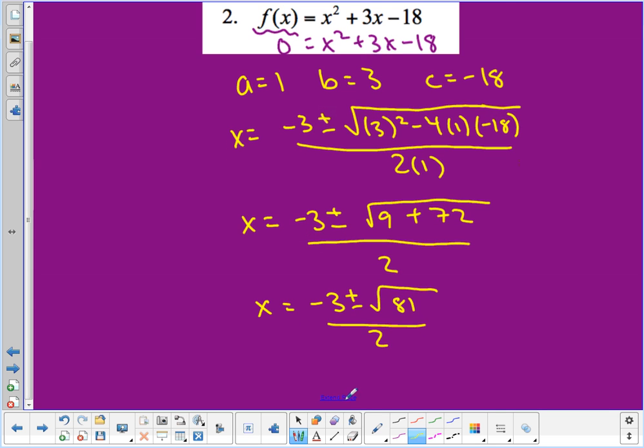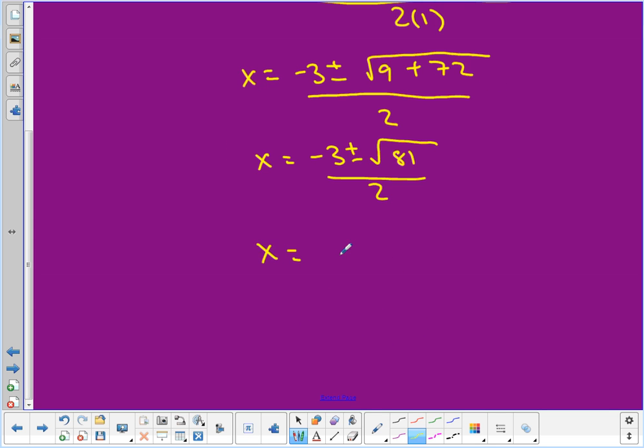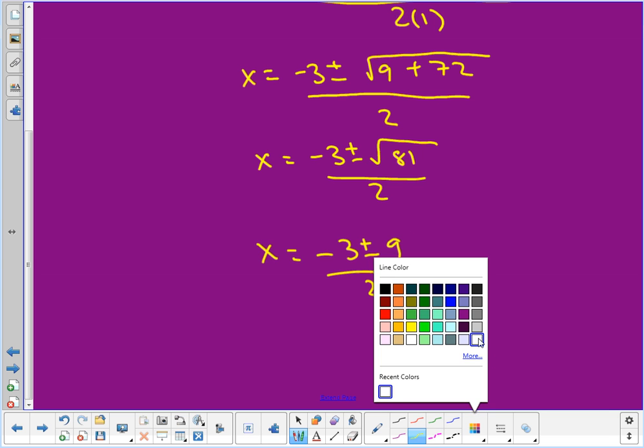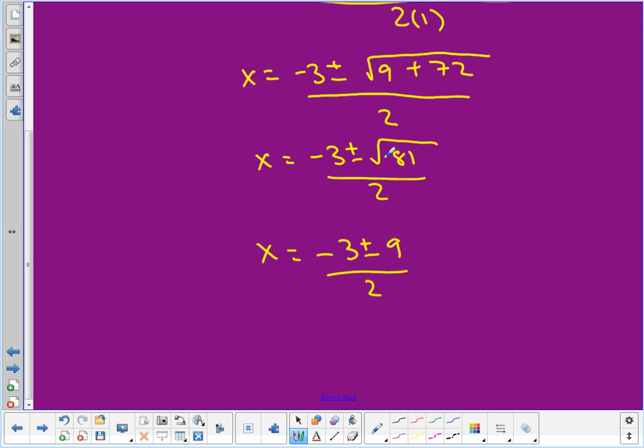We all know the square root of 81 is 9, so I have x is equal to negative 3 plus or minus 9 all over 2. Again, once that radical is done with, once you've finished the radical piece, you've simplified everything underneath, and you've taken the square root, now you split it into the two different parts. X is equal to negative 3 plus 9 over 2, and x is equal to negative 3 minus 9 over 2.